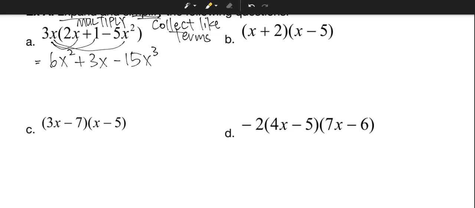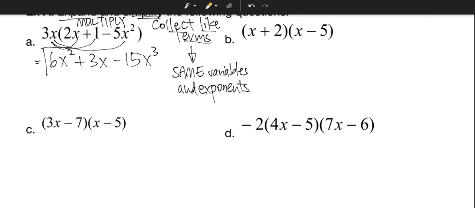Well, here, like terms means that they have the exact same variables and exponents. So even though everything here has an x, we have an x squared, an x, and an x cubed, so they don't have the same exponents. So we're done. There's no more simplifying that needs to get done there. Okay? So that's the distributive property.